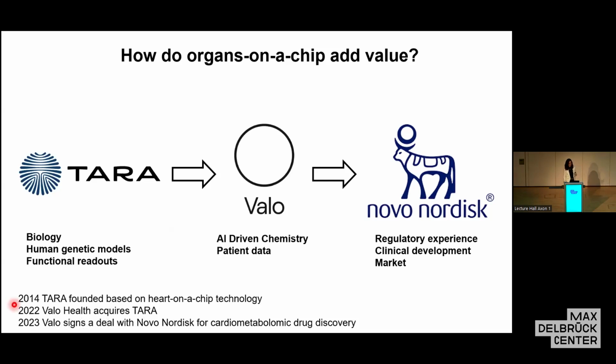And in this case, Tara was acquired in 2022 by an AI company, Valo, that had a lot of AI-driven chemistry, a lot of potential compounds. And together, they were able to get a big contract with Novo Nordisk, going up to 2.7 billion for discovery of cardiometabolic drugs. So it's really the marriage of iPS cells, MPS, organ-on-a-chip technology, and AI that enabled creation of significant value.